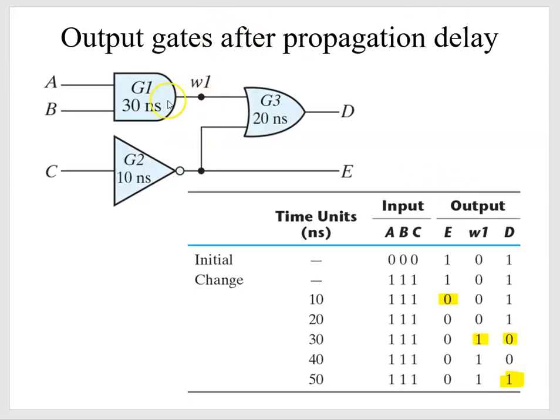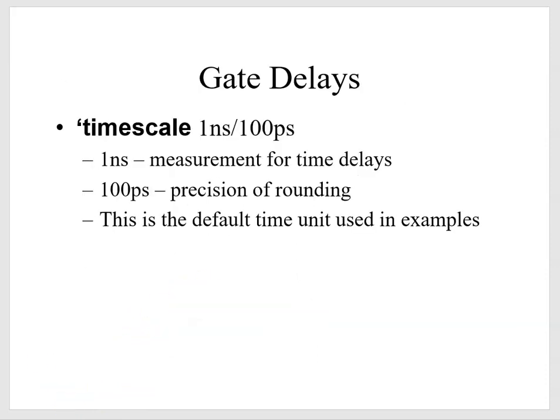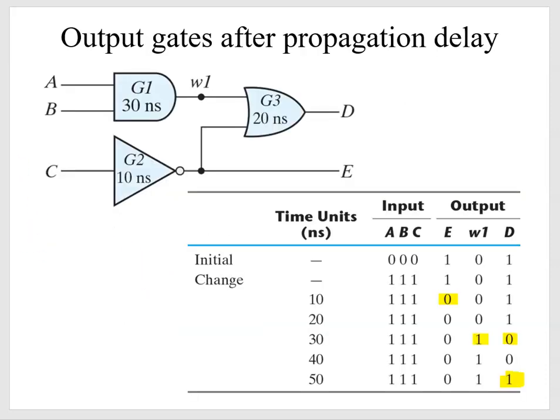So if we want to define a propagation delay for the and, or, an inverter, we can do that using this hashtag. So hashtag 30 is 30 time units, and our default timescale unit is 1 nanosecond, so that's going to give us 30 nanoseconds. So 30 nanoseconds for the and, hashtag 10 nanoseconds for the not, and 20 nanoseconds for the or. And again, if our time scale was in milliseconds, this would be 30 milliseconds.